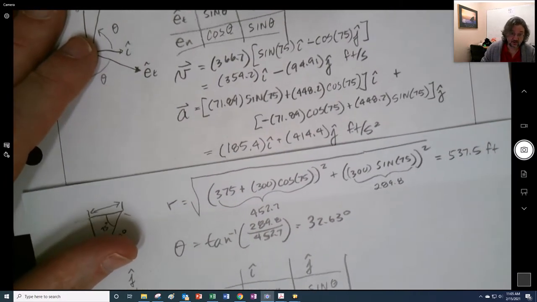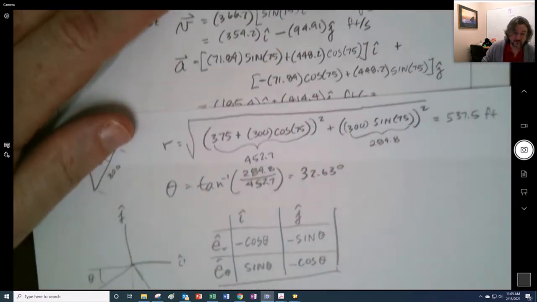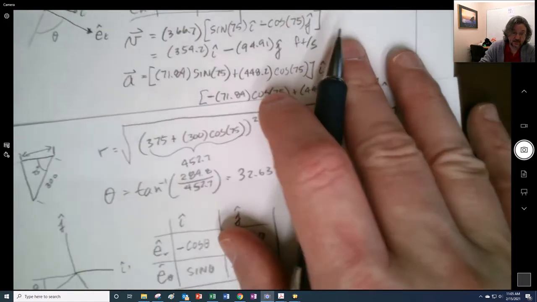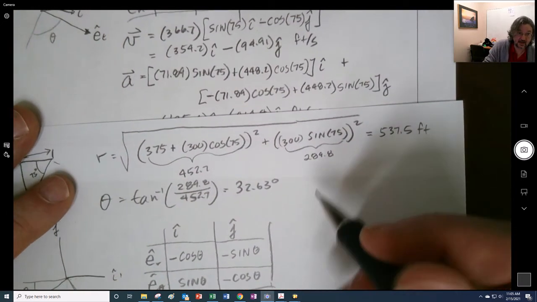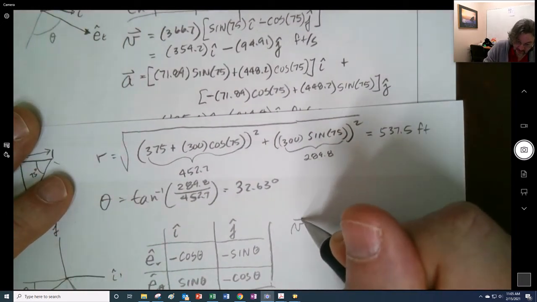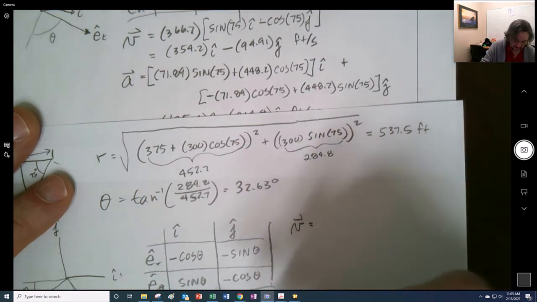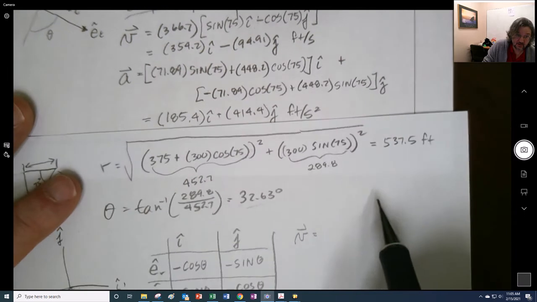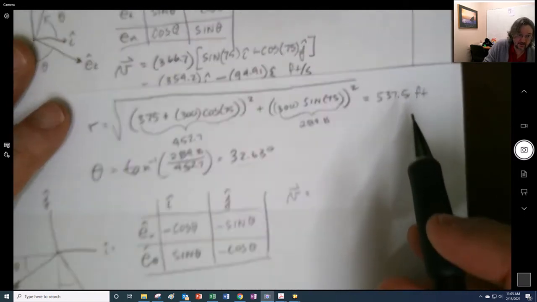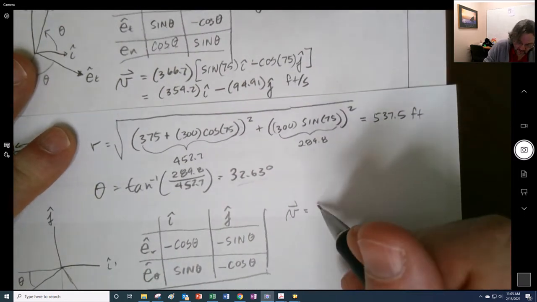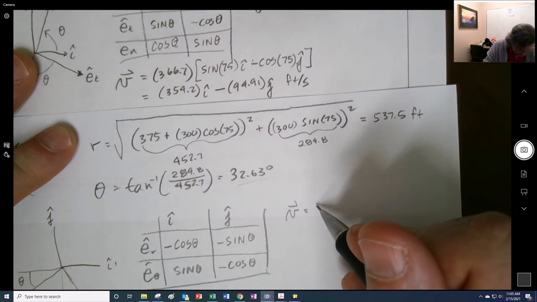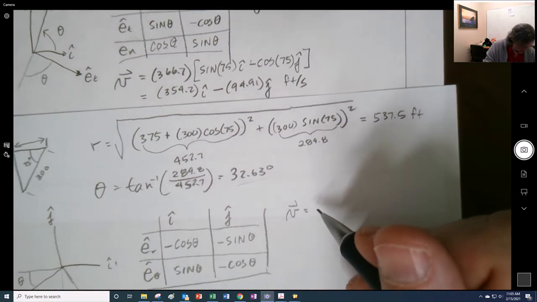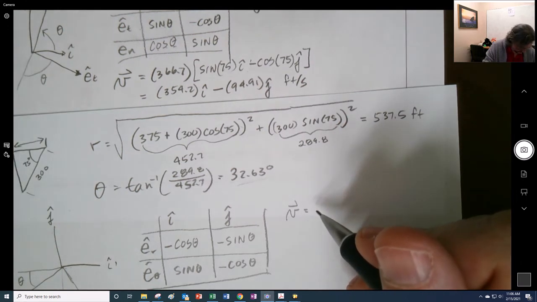And so I guess I'll do it over here for the velocity, what we want to do. And by the way, we want to make sure that theta is now 32.63. So let's put this up here. 32.63, and transforming it.